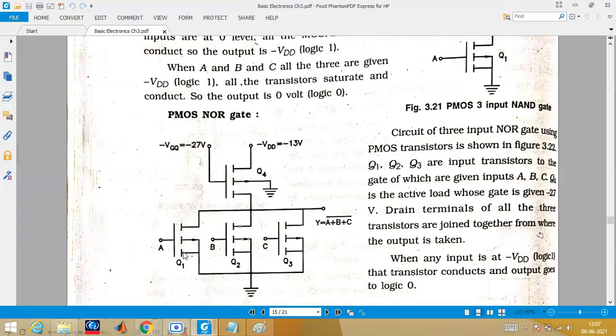Your substrate I'm just taking it to be a common thing only, so I'm saying सोर्स का तीनों को एक साथ मिला के उसको ग्राउंड कर दीजिए, एंड देन all drains of the three inputs will be connected together and it will be given to the source of your pull up transistor या फिर active load. Okay, other connections are all same, so there is no change. Now let us try to see whether we are getting the output in that case or not.